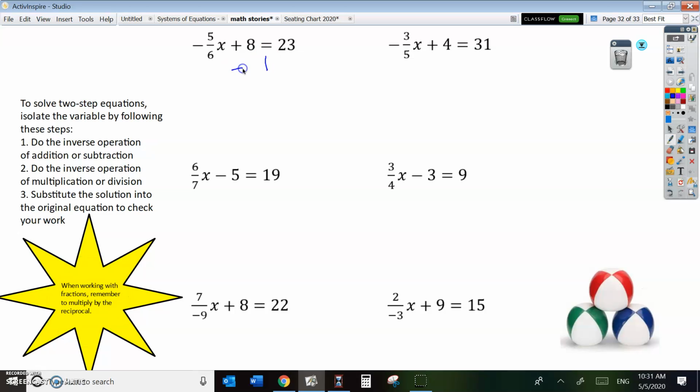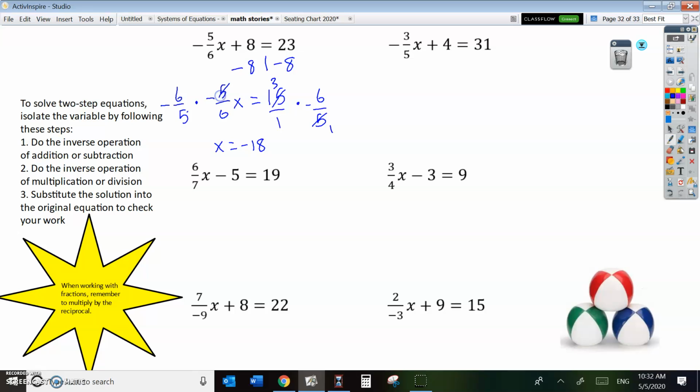So let's subtract 8 from both sides. Negative 5 over 6x equals 15. So multiply both sides by negative 6 over 5. Keep, change, flip. So multiply by the reciprocal is the same as dividing by a fraction. Dividing by a fraction is keep, change, flip. Cross cancel, that becomes 1, that becomes a 3. 3 times 6, negative 6 is negative 18.